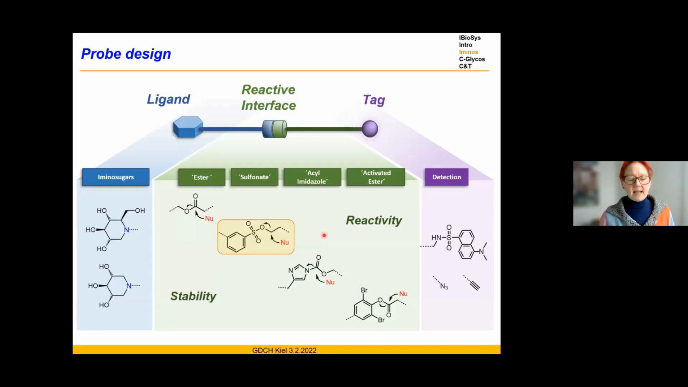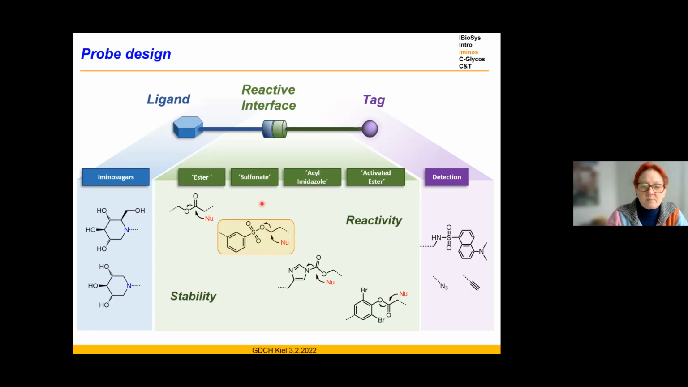Following the probe design of Hamachi, we translated it to our sugar probes here. For the ligand, as I have mentioned already, we take advantage of iminosugars, as they are ligands, they are inhibitors, and they are competitive, reversible. For the tags, we use fluorophores or ligation handles for a two-step labeling, which we prefer at the moment. And then we have this crucial reactive group. And Hamachi introduced ester groups, sulfonates, acyl imidazoles, and activated esters.